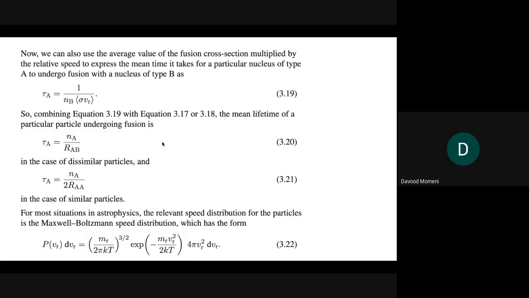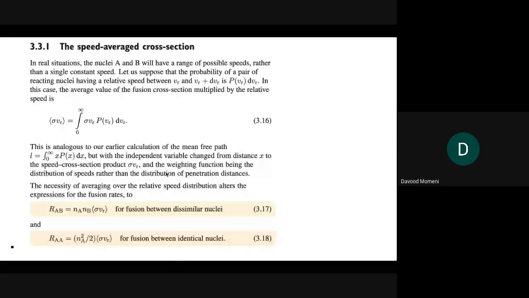So if you go back, for example, and consider the average time of traveling of the nucleus A to be targeted to the nucleus B, this time is not 1 over N_B sigma v. It should be corrected, as in equation 3.19, to 1 over N_B times the average of sigma v. And then if you go back to the previous equation, equation 3.17, substituting the average of sigma v_R in equation 3.17 gives you the correct expression for R_AB.